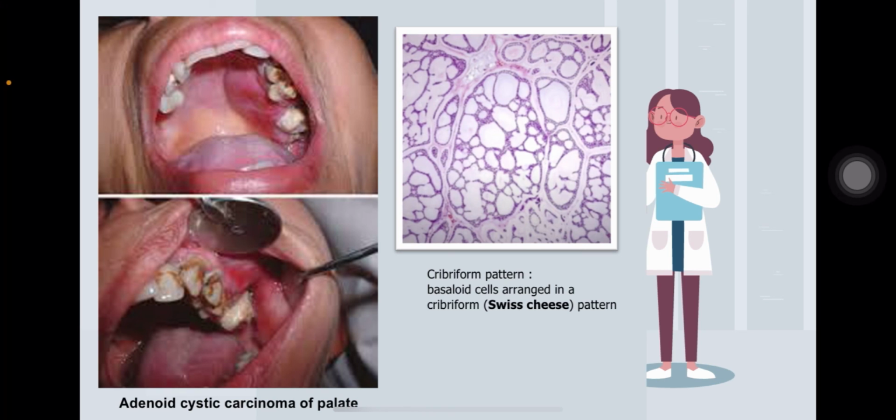Upon taking a histopathological examination, we can see three types of this tumor. The most common one is the cribriform pattern, in which the basaloid cells are arranged in a cribriform or Swiss cheese pattern. You can see the resemblance, right?